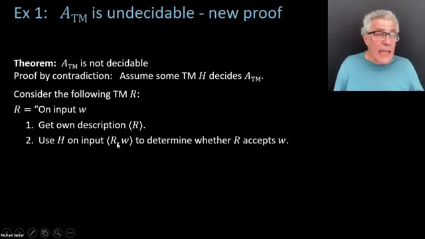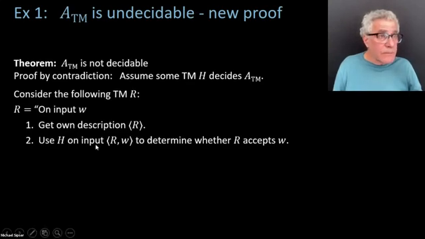I can ask H. I can feed R, W. W was the input here. I can feed R, W into H to determine whether R accepts W. That's what H does. Solving ATM, H will tell this machine whether R accepts W. R is the machine we're writing, however. That is the machine that's currently running.